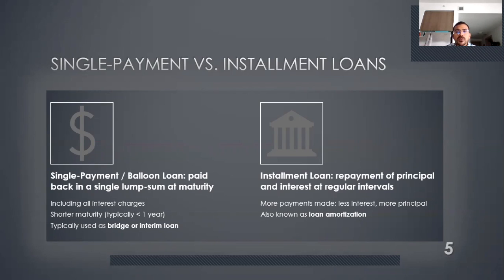Installment loans consist of the repayment of the principal and interest at regular intervals. Since we're making frequent payments, our owed principal decreases hand in hand with our interest, since our interest is calculated from our last balance due. We'll cover this in an example later on in this presentation.